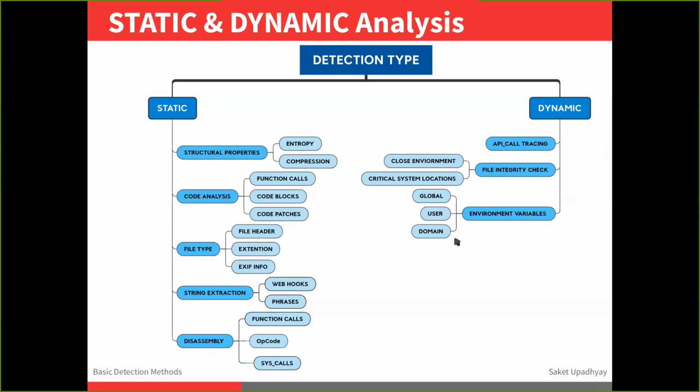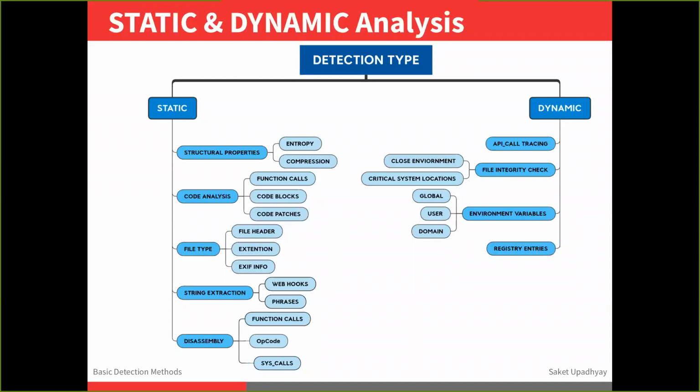So we can check for global level, user level, and specific domain level environment variables when we are running a malware in a virtual machine. So we will check if it's doing anything with those, if it's changing those variables to specific values. So this is also important.